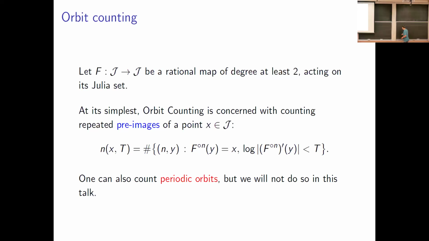So at its simplest, orbit counting is concerned with counting repeated preimages of a point X on the Julia set. So points Y, which iterate to X in some number of steps. I call this a repeated preimage.